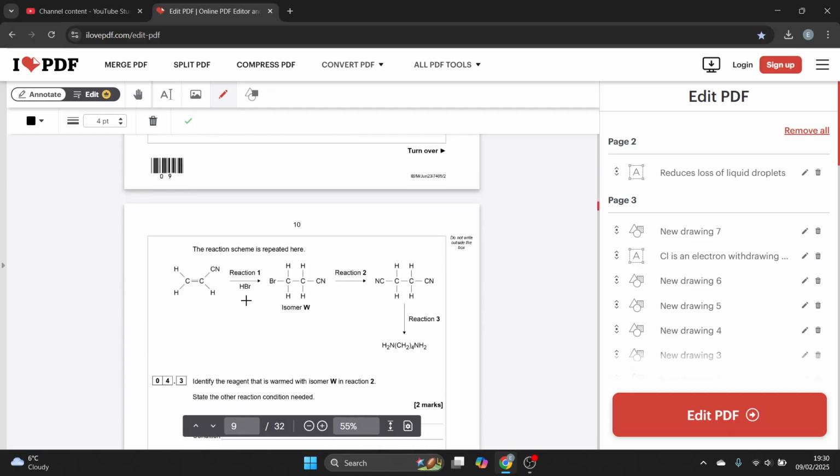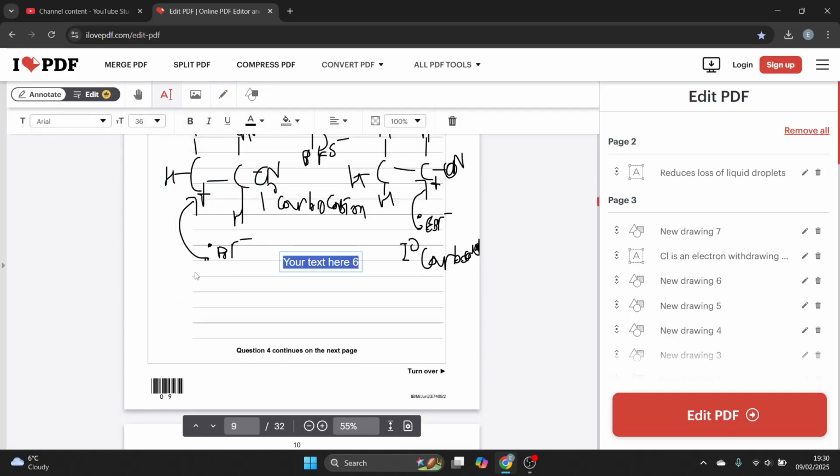And then stage 3: optical isomerism. Well, the 2-bromo isomer has a chiral carbon with 4 different groups attached to it.